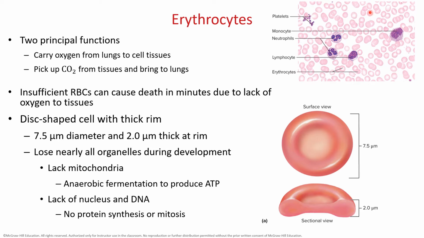So the two main principal functions: number one, we need to carry oxygen to get it to the tissues. Number two, we need to take the CO2, that waste product from the tissues, and bring it to the lungs so we can get it out of the body. That's why it's very important, and why we want to know what the hematocrit is, because if there's not enough red blood cells, this can cause death in minutes due to lack of oxygen to the tissues. That's why we want to know what the hematocrit is.